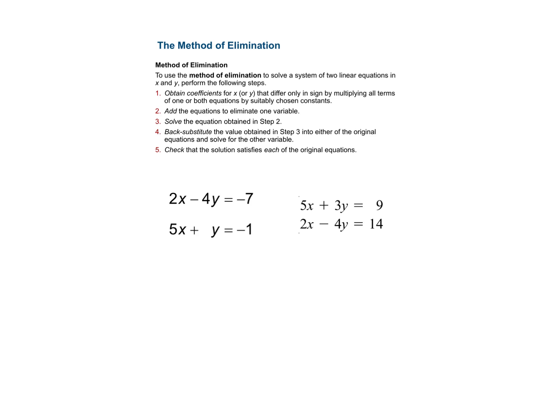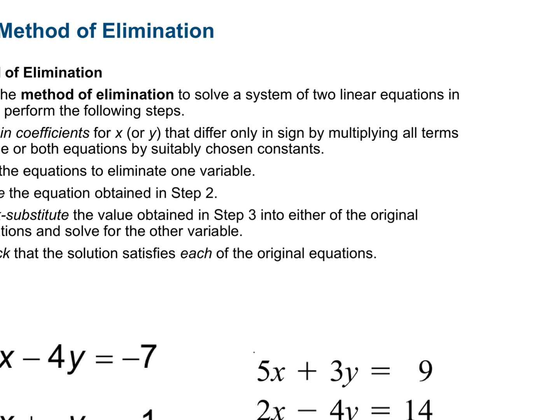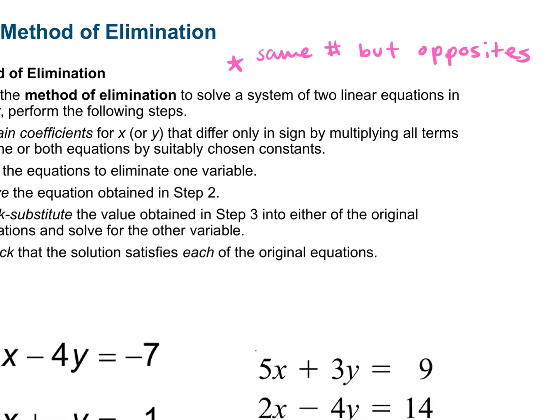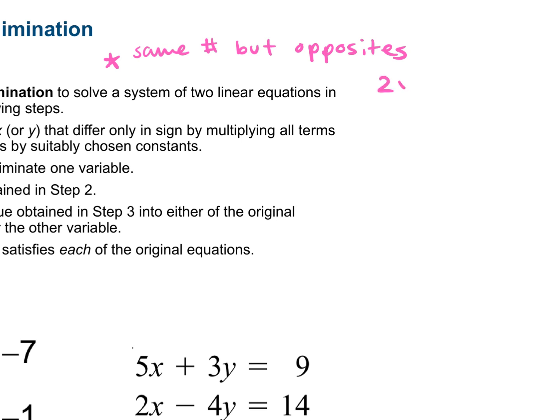All right, the next method we're going to do is elimination. So with elimination, we want one of the variables to be the same number, but opposites. So if I have a positive 2x, that means the other equation needs to have a negative 2x. That way they can be eliminated. So elimination, our goal is to get rid of one of the variables. So we need the same number, but opposites.